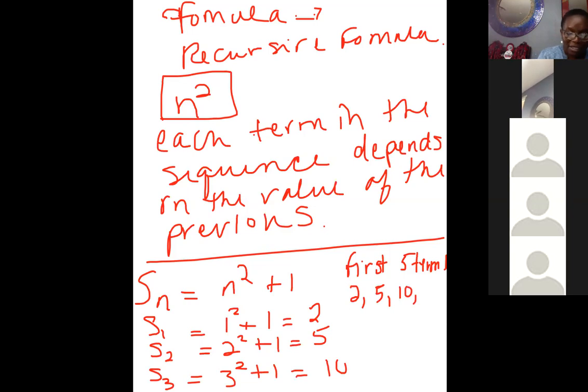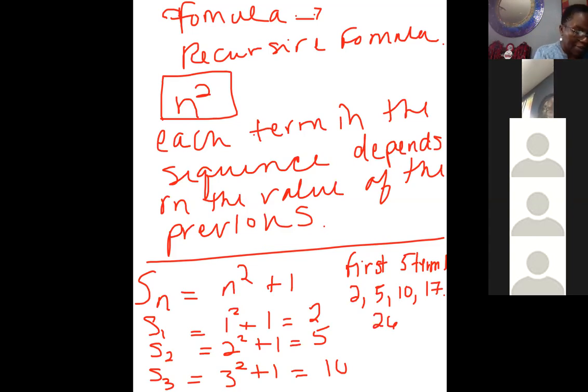Now, what's the next term after 10, guys? What would the next term be? Anybody? Okay, the next term, you would take 4 and plug it in. 4 squared is 16. 16 plus 1 gives you 17. Very good. And then what's the one after 17, guys? The next one would be? 26. Very good.